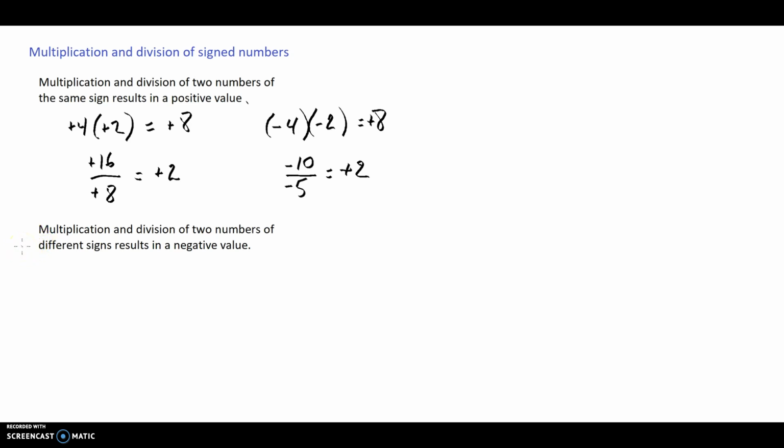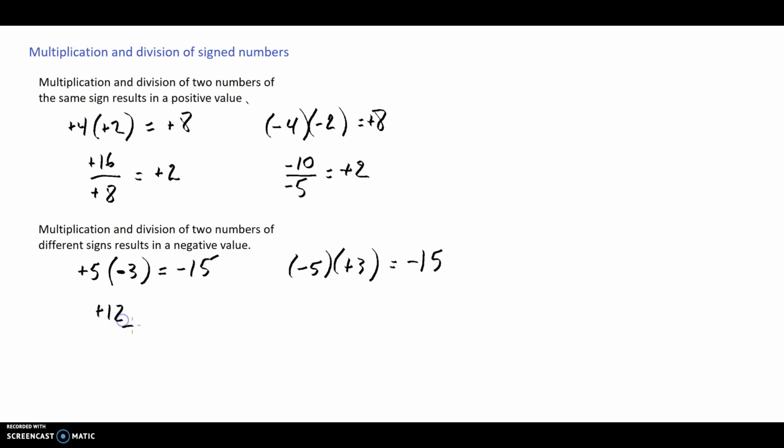Okay, now multiplication and division of two numbers of different signs will result in a negative value. So here are some examples. Positive 5 multiplied by negative 3. We have a positive multiplied by a negative. The result is negative 15. Or the other way around, it doesn't matter what order these are done in, because remember that multiplication is commutative. So I could say negative 5 multiplied by positive 3, negative 15. It doesn't matter which value is negative. As long as they are not the same sign, the result will be negative.